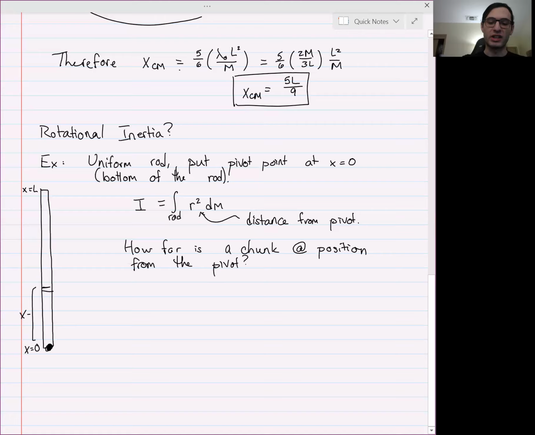Well, that's a pretty easy question. It's just x units. So using this coordinate system, the distance is just the x coordinate. But again, if we had put x equals 0 in the middle, that would change the formula in terms of x, because the pivot would still be at the bottom. So that means in this case, r is equal to x, because r is the distance from the chunk of interest to the pivot point, and that distance is just given by that chunk's coordinate position. We also know that dm is equal to lambda dx, like before. That's still true.